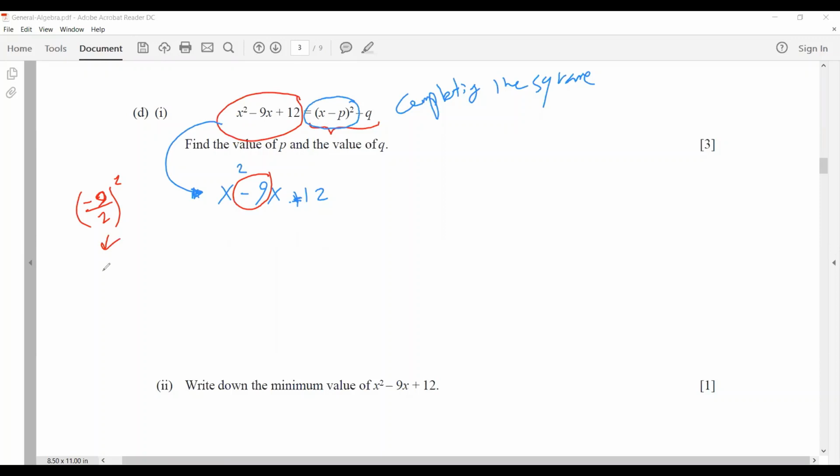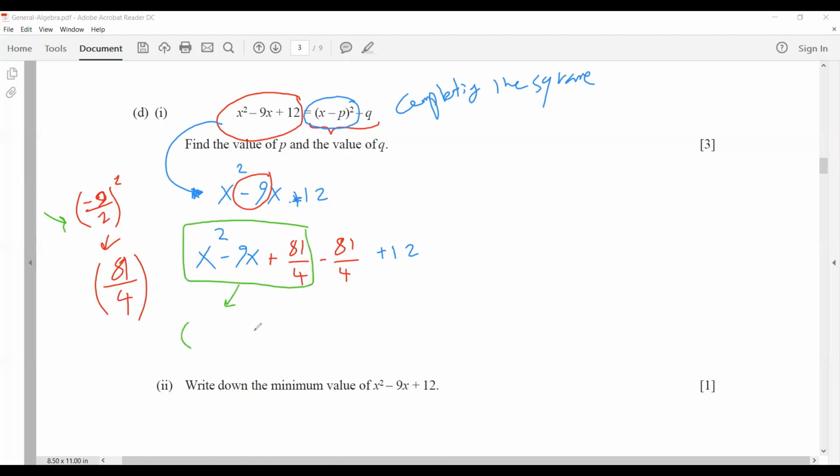So this guy will give me 81 over 4, right? Positive 81 over 4. You will add it and subtract it right after the x term, meaning which here. Okay, and then subtract it. And then don't forget the plus 12. All right. So if you have done these two steps correctly, dividing by 2 and then squaring it, these three terms automatically give you a perfect square, right? And the sign, of course, follows the sign of the x term. This should be negative here.